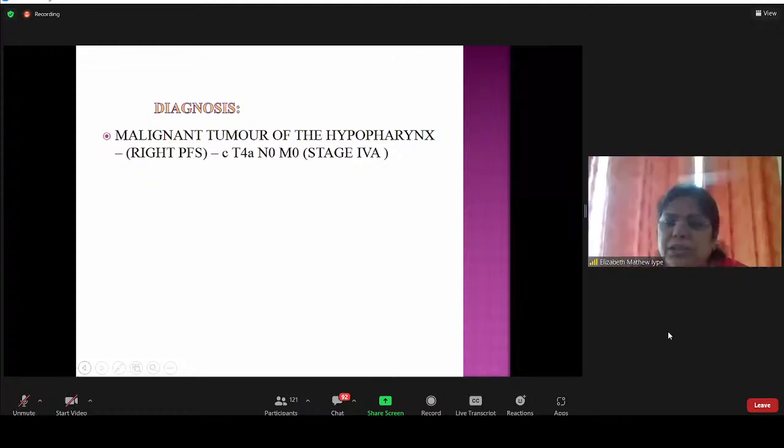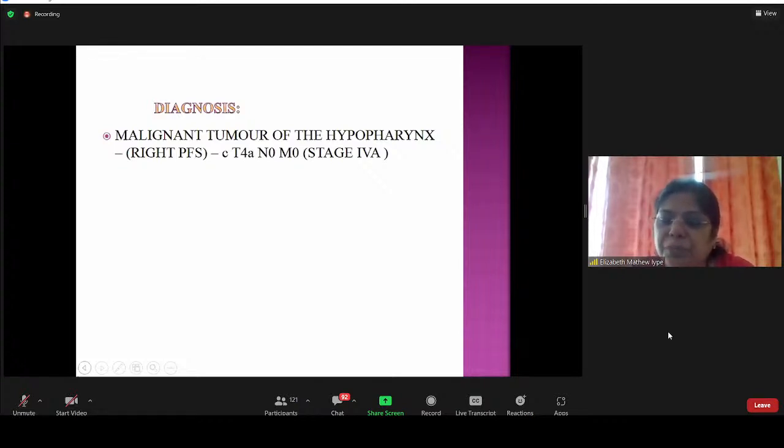Yes, there are specific indications, like, as you said, early cartilage involvement. That is the first indication, and the second is prevertebral space involvement in advanced stages. So these may be the two specific indications: early cartilage invasion and prevertebral space involvement in the advanced case of larynx.